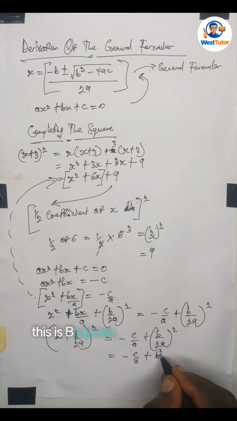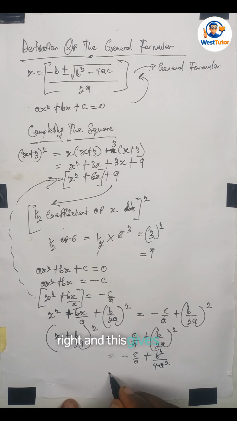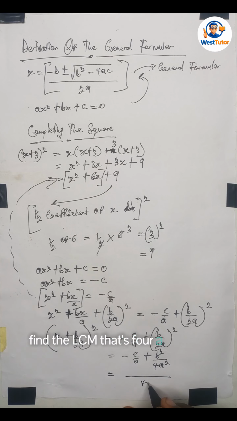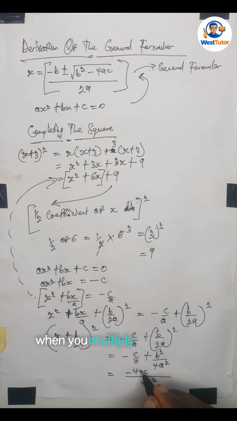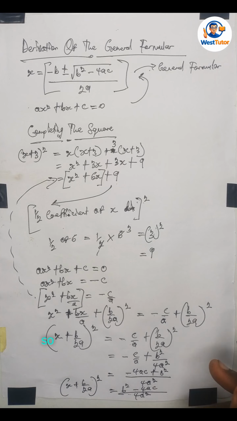Open this bracket, this is b squared over 2a times 2a, that's 4a squared, right? And this gives you, find the LCM, that's 4a squared. A in 4a squared, that's 4a. This gives you minus 4ac when you multiply that 4a by c. 4a squared in 4a squared, that's 1 times b squared. Now, you can bring the negative value to this side, positive value, b squared minus 4ac over 4a squared. We will continue from this part. So let's finish up the equation.